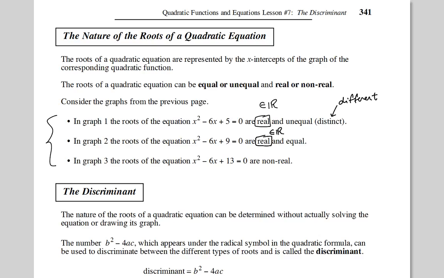Okay, so the next one for graph 2, this is real and equal. So you think there are 2 roots, they're just the same. So there's 1 root, right? There's 2 roots, but they're the same. So the 2 roots are real and equal, so essentially there's 1 root. And then in graph 3, non-real, this is just not an element of the reals. That's all that is right there.